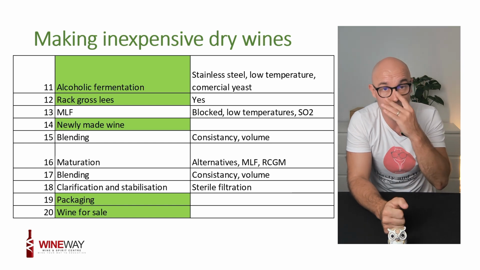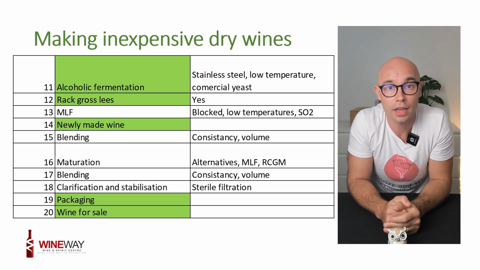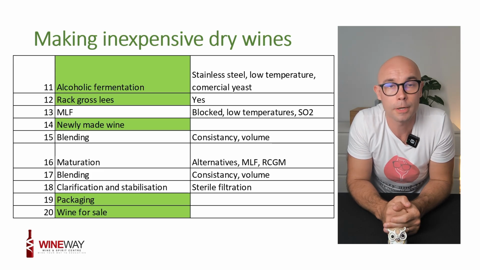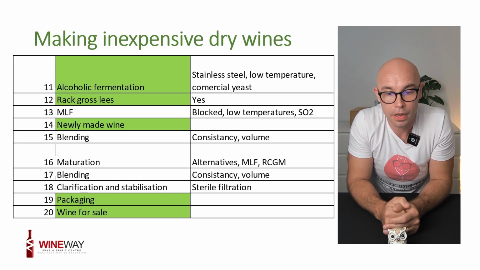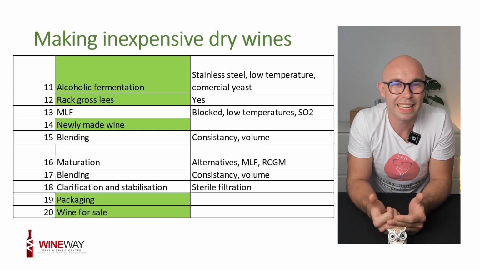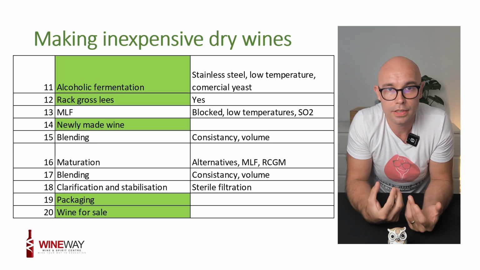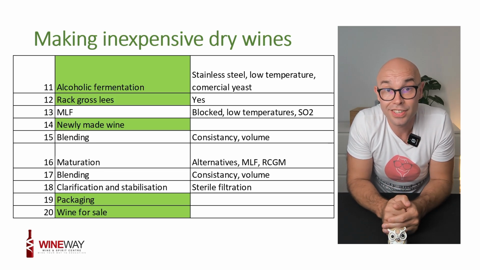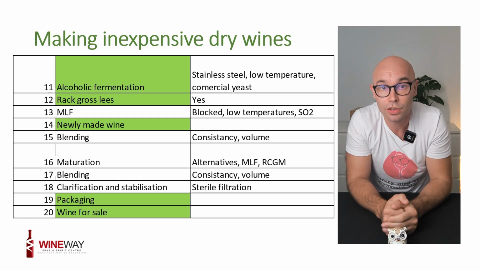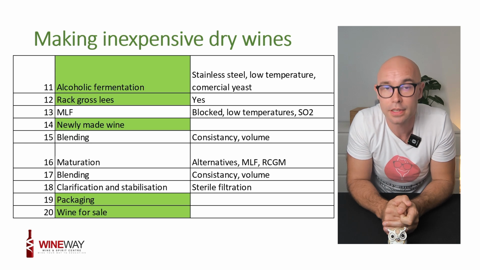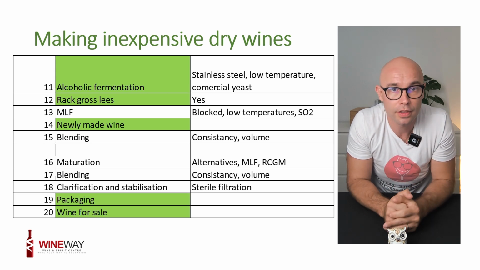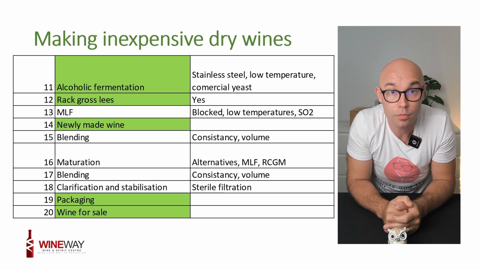Maturation: if the wines are meant to have aromas of oak, usually alternatives are going to be used, which are simpler, cheaper, and faster. Malolactic conversion can be used for wines that are meant to have a richer texture. RCGM, rectified concentrated grape must, can be used to give an additional touch of sweetness, to soften the wine and make it more approachable.